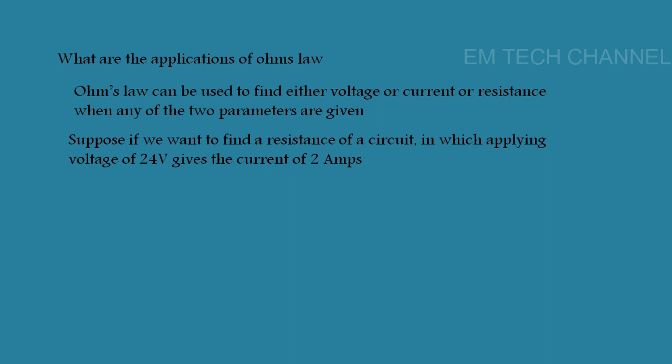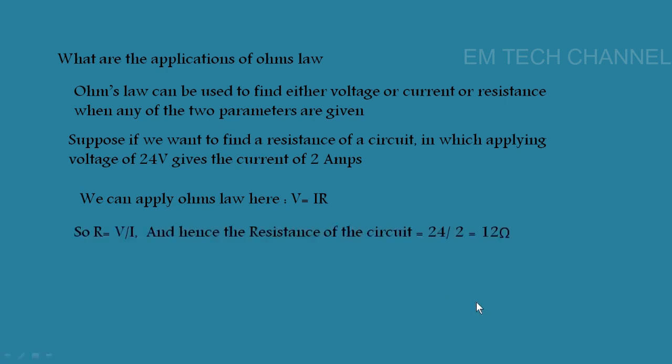Suppose you want to find the resistance of a circuit in which applying a voltage of 24 volts gives a current of 2 amps. We can apply Ohm's law here. What is Ohm's law? V equal to IR. When I evaluate it, it becomes R equal to V by I, because I am keeping R here and bringing I to the opposite side. Hence the resistance of the circuit is, with voltage equal to 24 volts and I equal to 2 amps, 12 ohms. This means that if I apply a voltage of 24 volts with a resistance of 12 ohms, I will get a current of 2 amps.